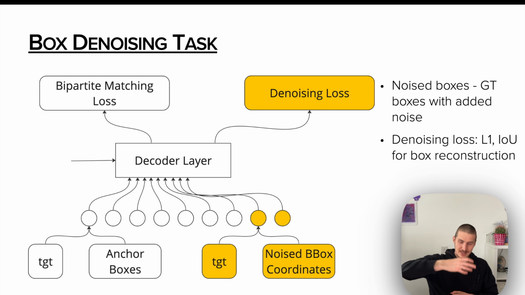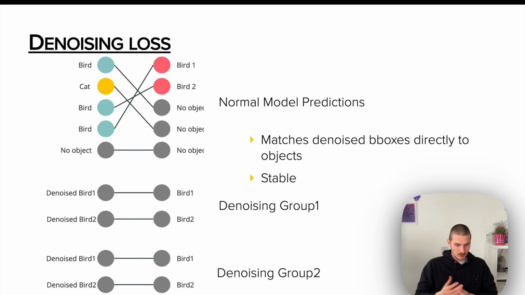But now, when we get the output, we do not pass them through the bipartite matching loss, and instead pass them through the DeNoising loss, which is just saying you have this bounding box with some added noise, and now we ask you to remove the noise, and we judge you on how well you did it. And so this is how it will look.